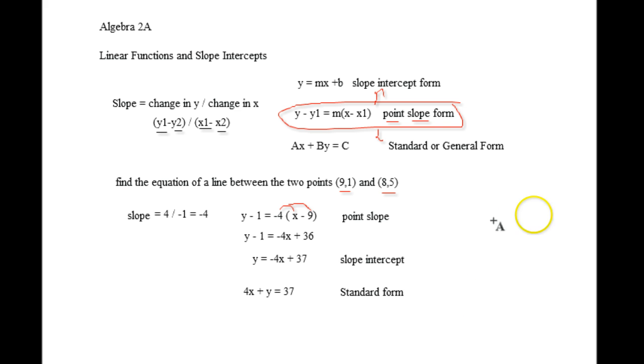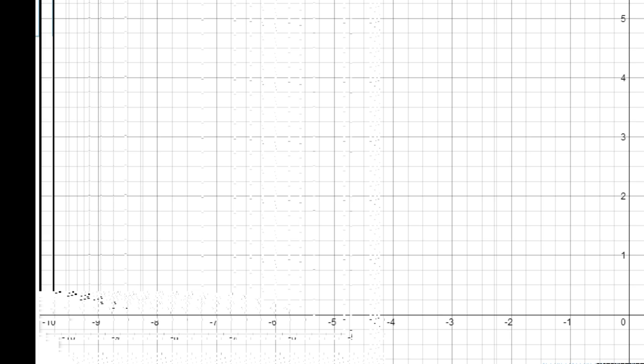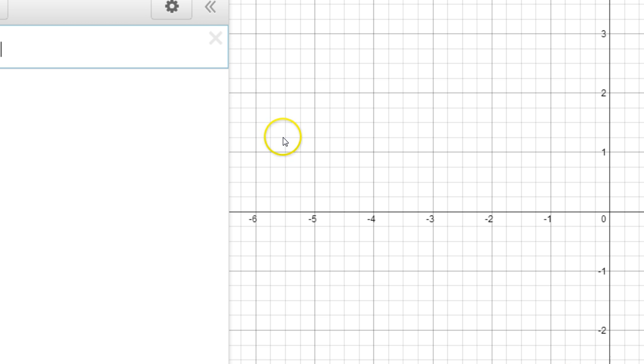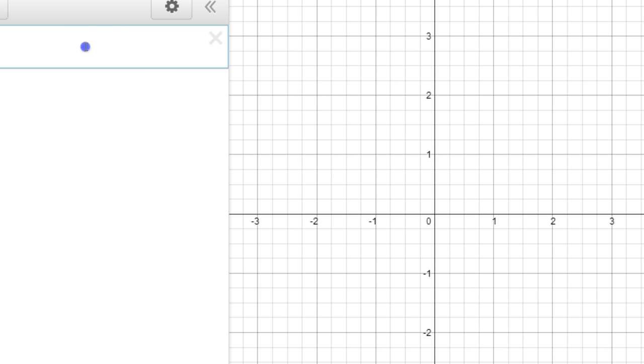Okay. Now the cool thing is that, let me bring it up. The cool thing is that you guys can actually graph this stuff pretty easily with Desmos. Okay, so if you wanted to graph it, you would go y minus 1 equals -4 parentheses x minus 9, and you would get the actual slope of the line.